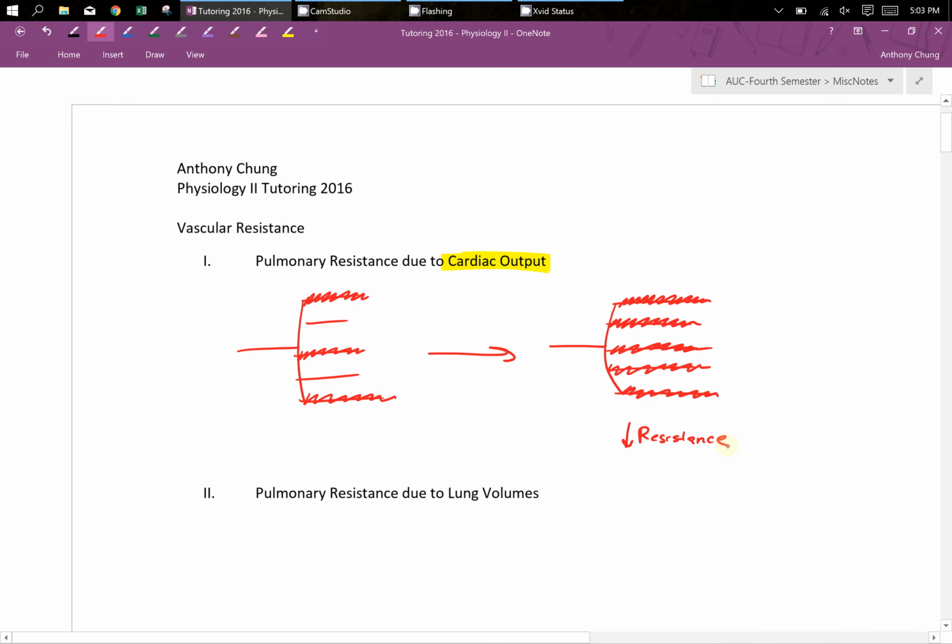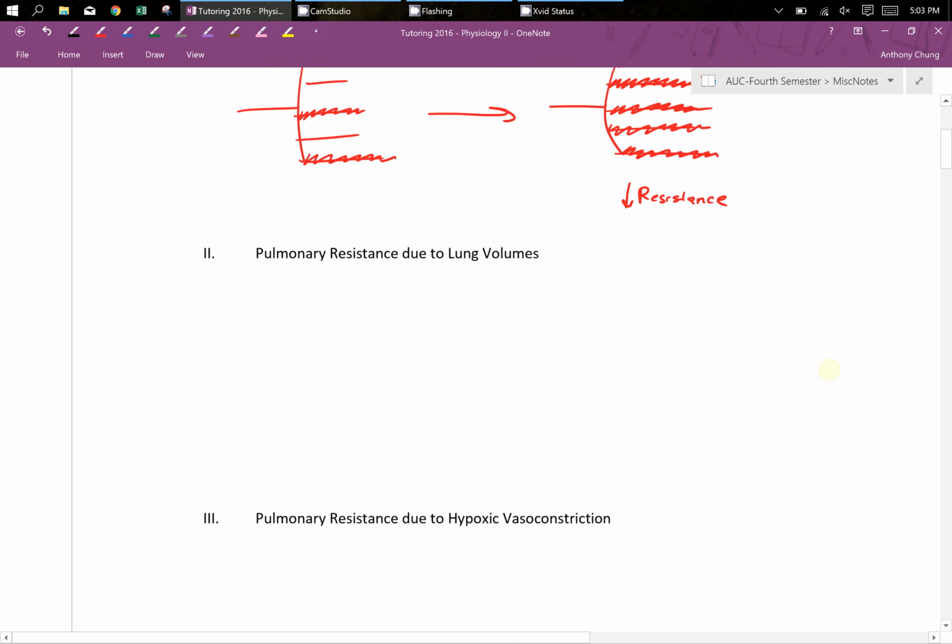That's number 1. Number 2, pulmonary resistance due to lung volume. So this is basically what happens. You have your alveoli. Your alveoli looks like this. And you have these blood vessels that are going around. Oh, I should make them a different color so it's a little easier to see. So you have your alveoli and you have your blood vessels. Your blood vessels are coming around your alveoli.